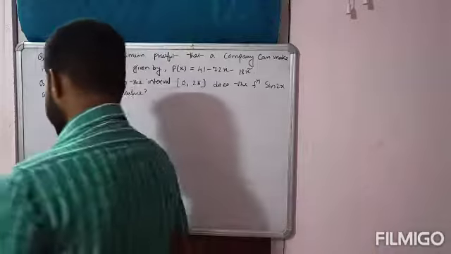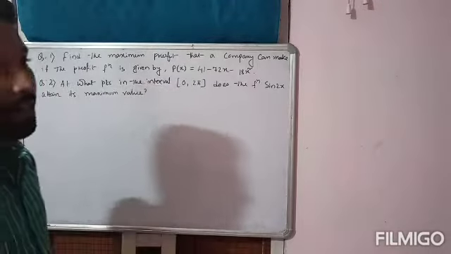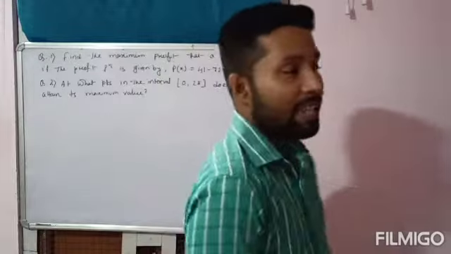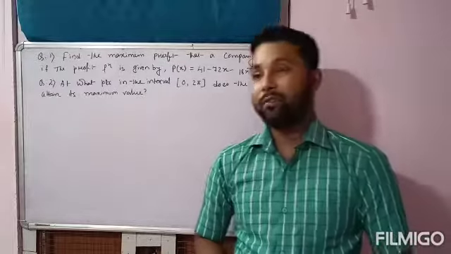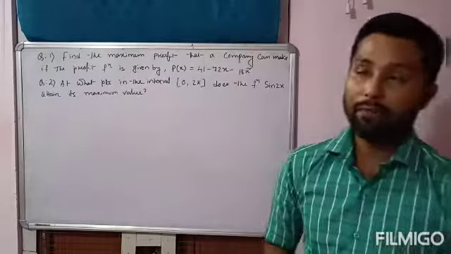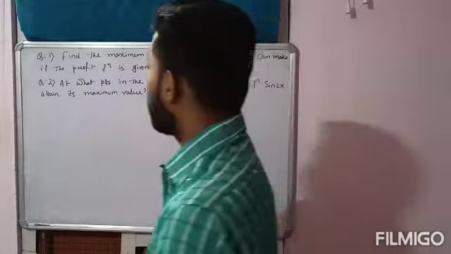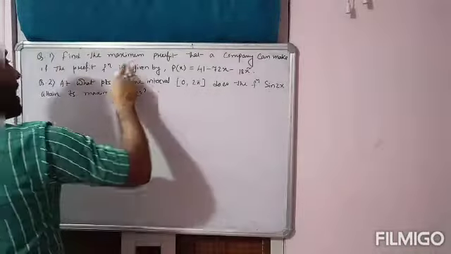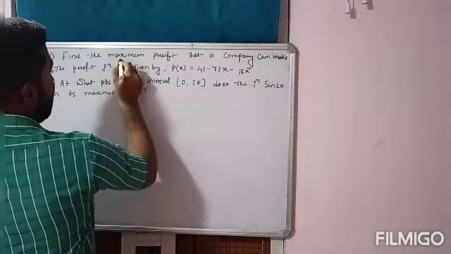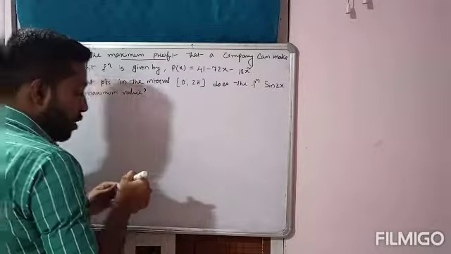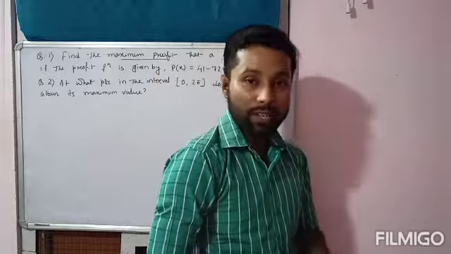The first question, you have to read the question properly, and from the question you also have to find out whether you have to find the maximum and minimum value or the absolute maximum and absolute minimum value, right? So the first question: find the maximum profit. Find the maximum profit, that means we have to find the maximum value.